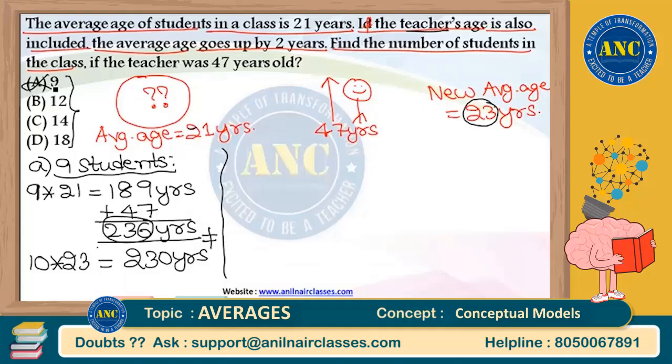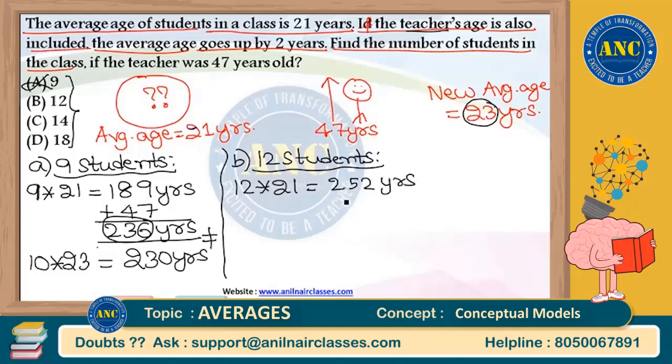Suppose, for example, let us solve with the second option. I am assuming that there are 12 students inside the class initially. All 12 have an average age of 21, which means all 12 are 21. 21 into 12 is 252 years. And I am including the age of the teacher, 47. I will get 299 years.